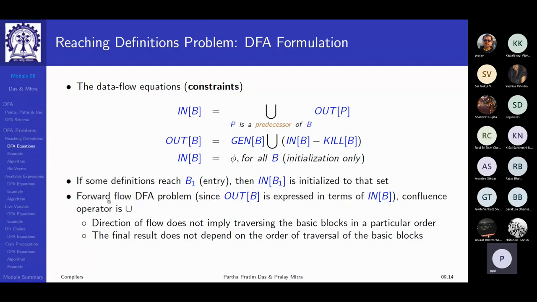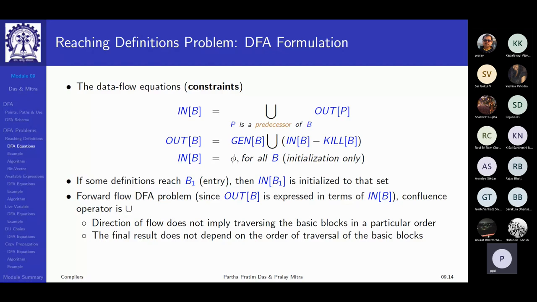So we can see that this is a forward DFA problem because we are using predecessor. So the control is coming from the previous block to the next block. So it is going forward. Since we are using predecessor here, this is a forward DFA problem. Or in other words, you can also say that out B is expressed in terms of in B. So this is a forward problem.